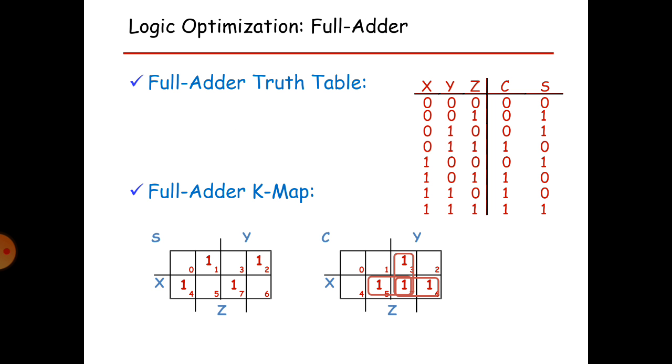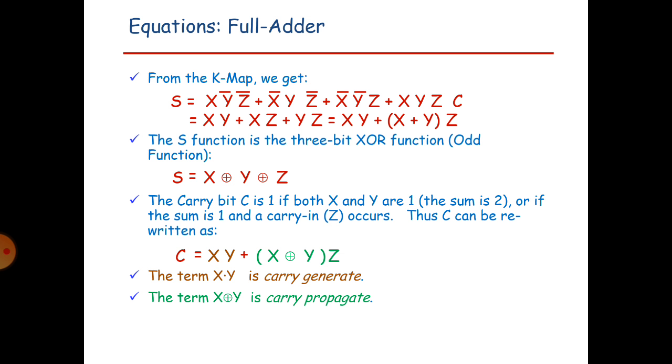From that truth table you have to draw the full adder K map. This is a 3 variable K map. You have to draw 0 to 7, so here we have 8 minterms. From that we can reduce the expression and we can draw the logic diagram.